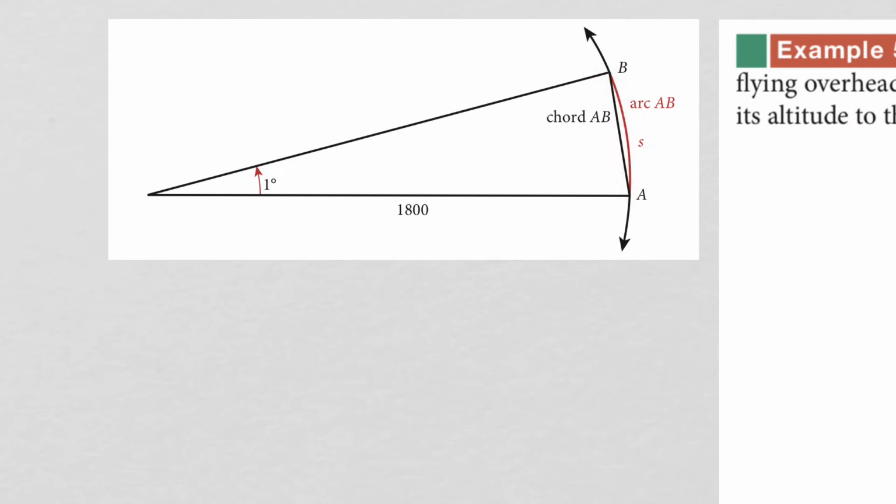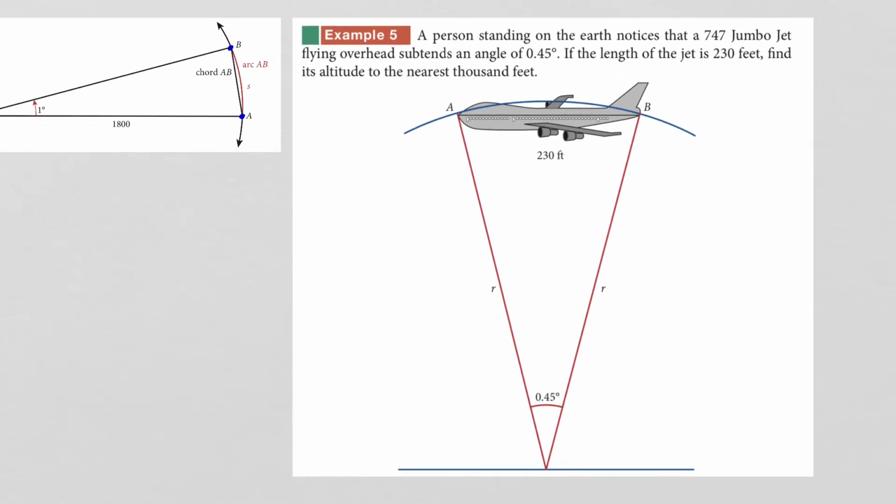And then you can also draw the chord, right? So we have the arc from point A to point B. And then we have the chord AB, which is the straight line segment drawn there. What I want you to notice is that the length of the chord and the length of the arc are different, but very close to the same measurement, okay? So for really small angles, you can use the length of the arc to approximate the length of the chord. Now let's see how that would apply to a particular problem.